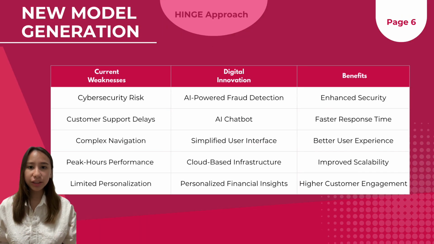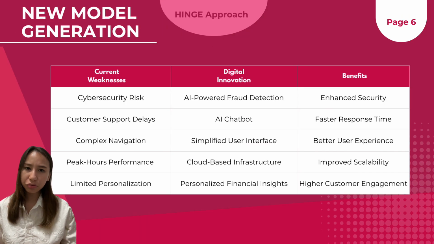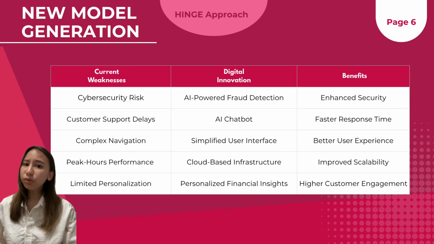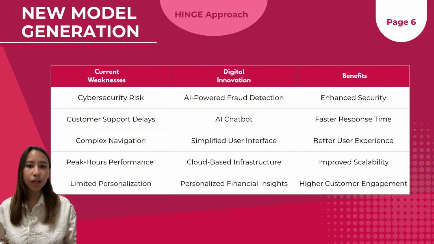After identifying the strengths and weaknesses through the internal audit, the next stage of the Hinge approach is new model generation. This stage focuses on proposing innovative solutions to improve the current workflow process and enhance the digital maturity of BIMB Mobile. The first improvement addressed cybersecurity risk through the implementation of AI-powered fraud detection.